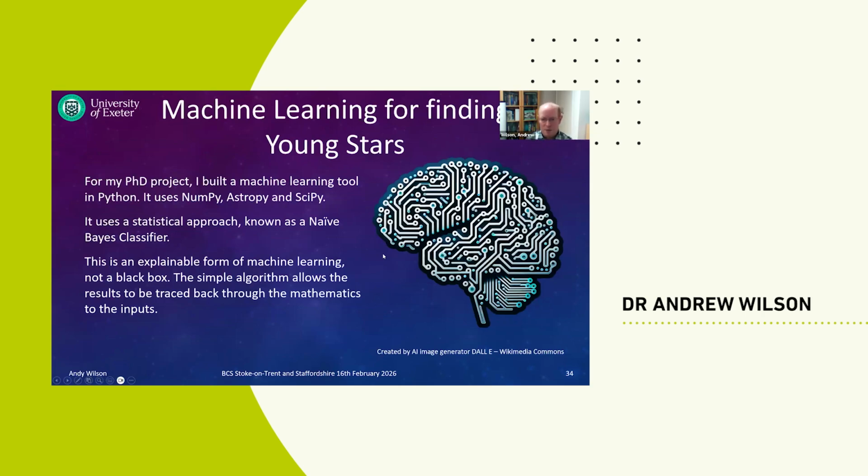For my PhD, I built a machine learning tool for finding young stars. I built this in Python with NumPy and AstroPy, and this uses what's termed a naive Bayes classifier, which is a simple statistical approach, but it has a particular advantage in that it's not a black box like, say, a neural net is. What that means is you can look at the output results, which are classification probabilities, and trace it back through the mathematics to the input features to actually understand why each classification was made.